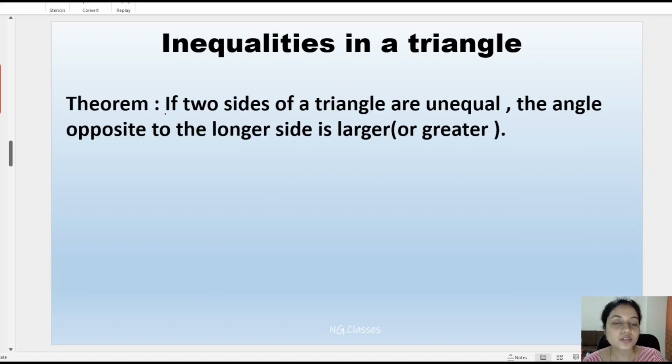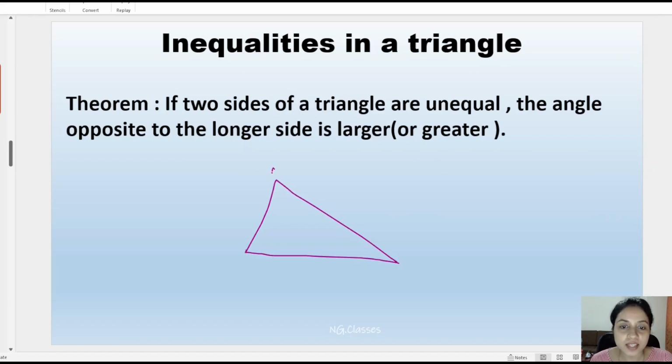So here the first theorem says if two sides of a triangle are unequal, let's draw a triangle. Let's say it's a triangle ABC. Here, if two sides are unequal, that means let's say this one is 4 centimeters, this one is 5 centimeters, and side AC is 7 centimeters.